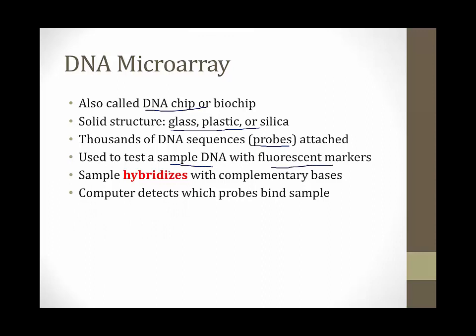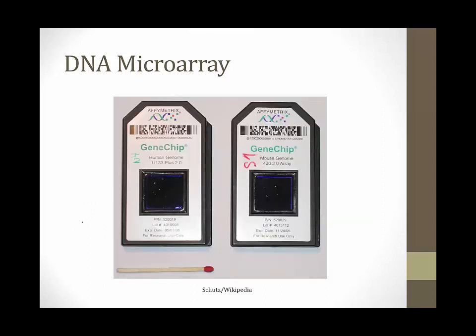The sample will hybridize to complementary base pairs that are bound to the solid structure, and the computer will detect which of the probes in the microarray have bound the sample, and in doing so, the microarray can identify DNA patterns in the sample. Here's a picture from the web showing you what one of these microarrays looks like. Basically, these have automated the identification of DNA and made it a very rapid process because you can use this chip, see which of the probes binds your sample, and rapidly identify DNA sequences in your sample.